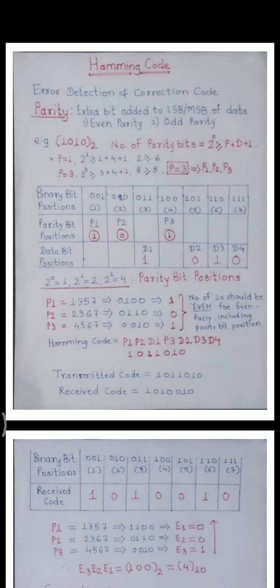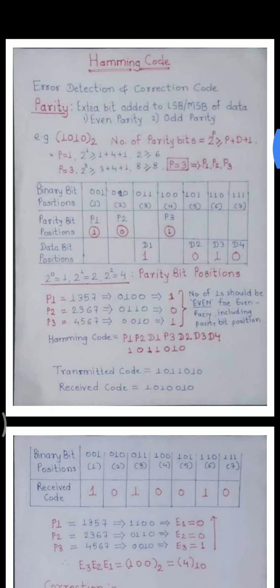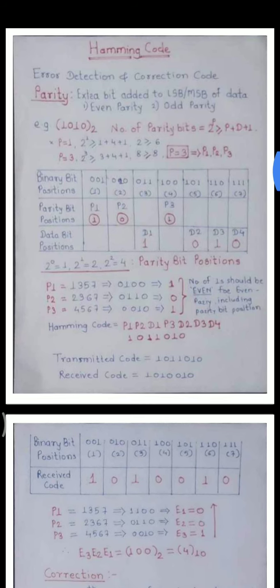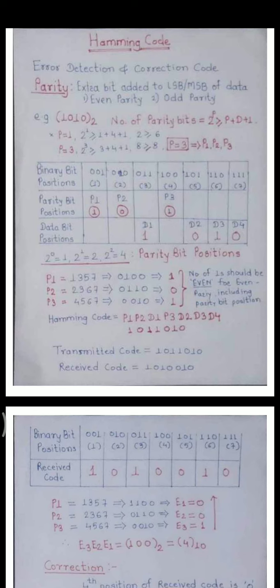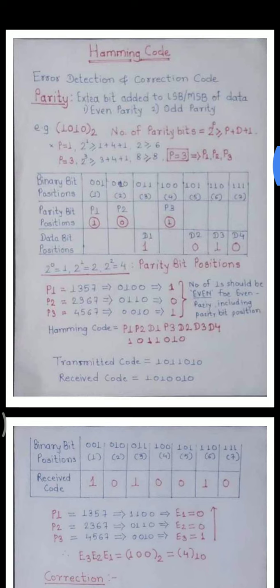So now we know the data 1010. Let's find out the parity bits. We have found the number of parity bits and the position of parity bits in the data. But what are the parity bits, 1 or 0? We have to find out. So let's find out for P1. P1 is at 001 position, in which 1 is at the LSB position.